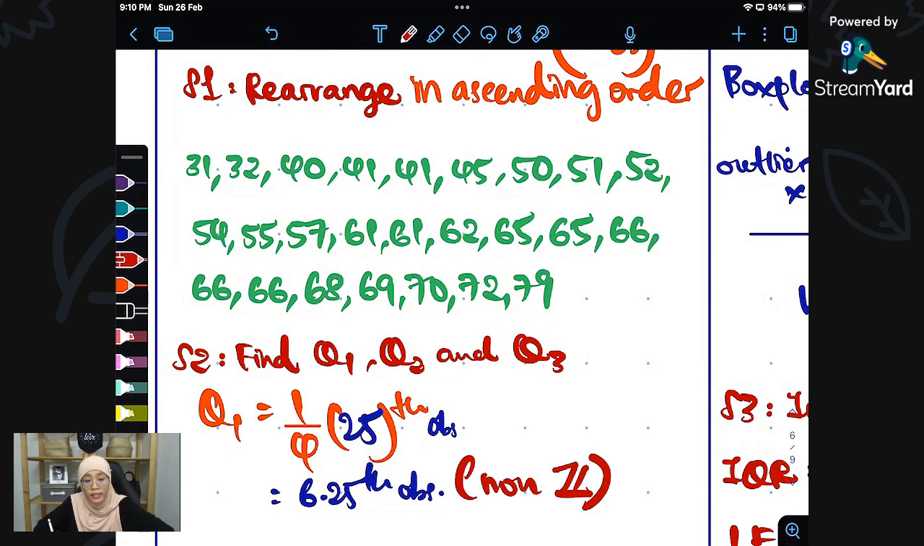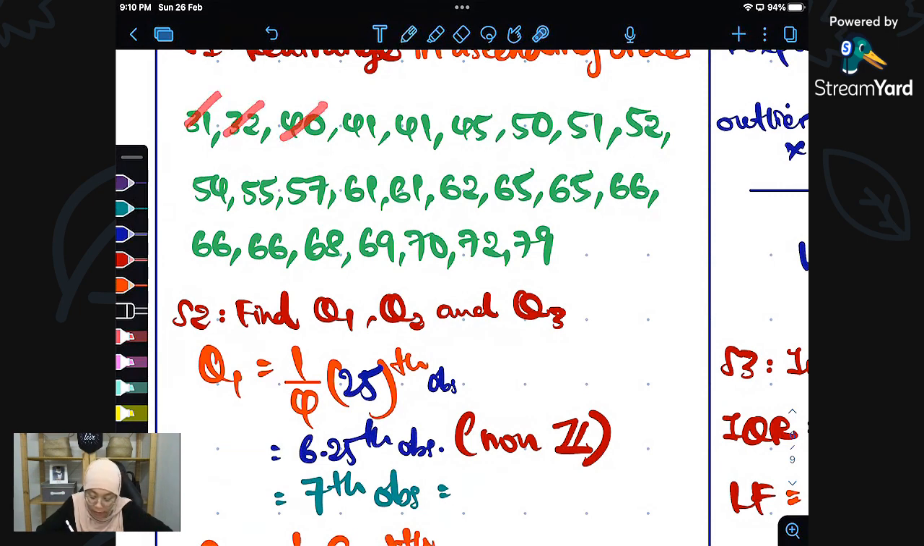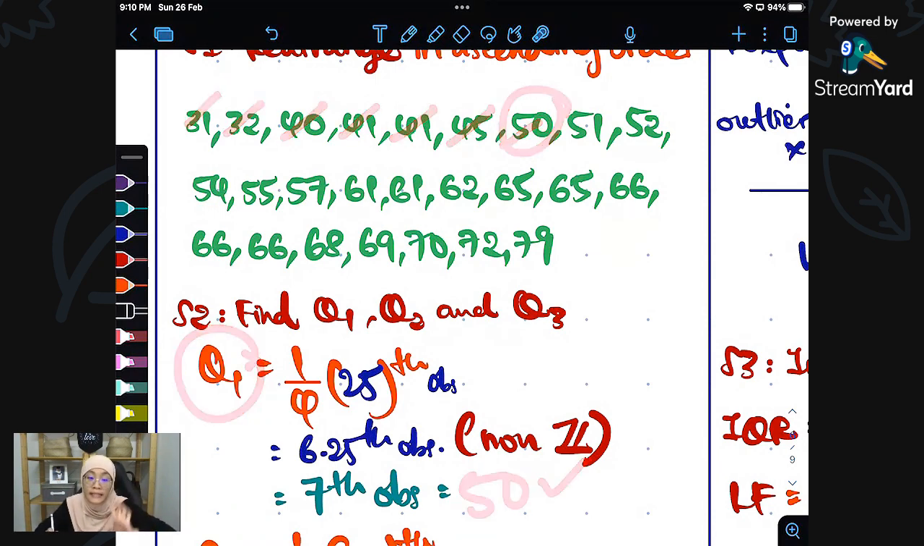So when this is non-integer, we must not take 6. Okay, kita mesti ambil yang mana? Kita mesti ambil the next integer. The next integer saja, and then we just calculate which one is the seventh one. So this is first, second, third, fourth, fifth, sixth, seven. So 7 is 50. The seventh observation, kedudukan yang ketujuh adalah 50. So 50 ini adalah first quartile kita. So we write down there 50. But this is not your final answer lah.